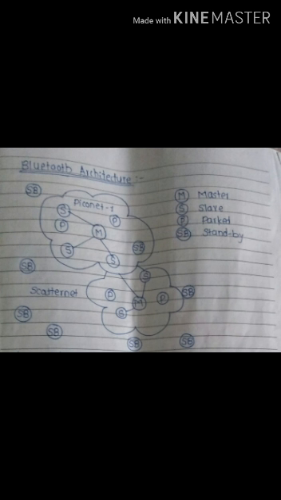Next point is Bluetooth architecture. It consists of different parameters like piconet, scatternet, master unit, slave unit, parked unit and standby unit. Let's see one by one.